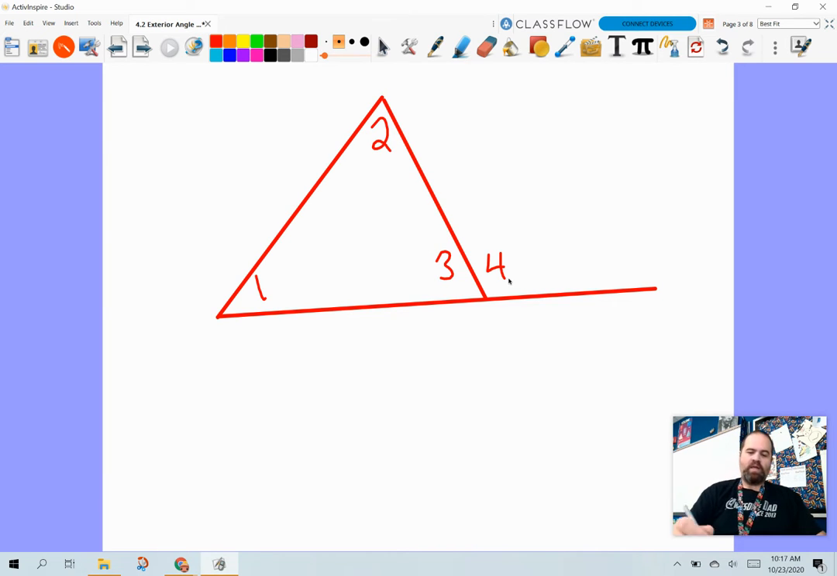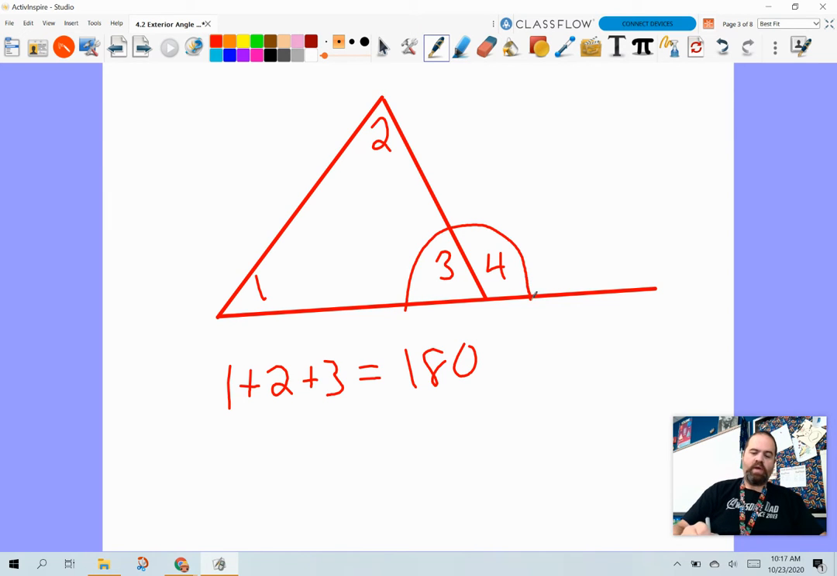So what I'm claiming here, we need two pieces of information. The first one is if I add together angle 1, angle 2, and angle 3, just like we did all last week, what do those three angles add up to? They add up to 180 degrees. And if I take these two angles side by side, angle 3 and angle 4, and I add them together, what do they equal? Well, it's a linear pair from unit 3, so we should be comfortable with the fact that a linear pair of angles adds up to 180 degrees.